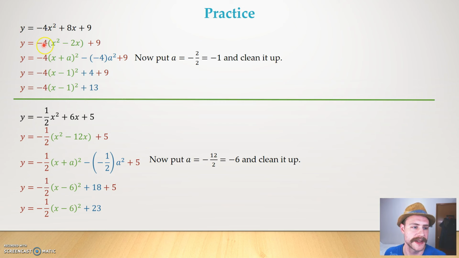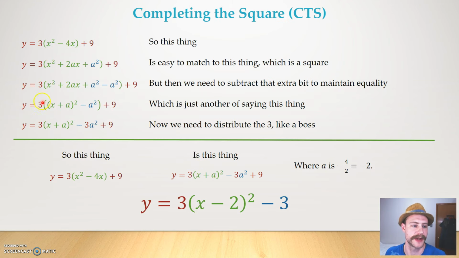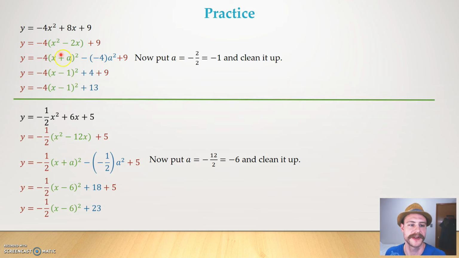So again, we factor out this stretching factor here. We don't really care about that, and we don't care about the 9 right now. We get this thing here. Well, if you follow the pattern from before, that's always going to be x plus a squared minus 4, because the -4 is distributing to those two things. Remember, this is the 3 distributing to the two things. In this case, it's the -4 distributing to the two things. Everything else stays the same.